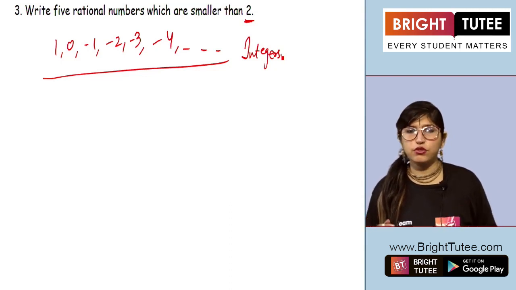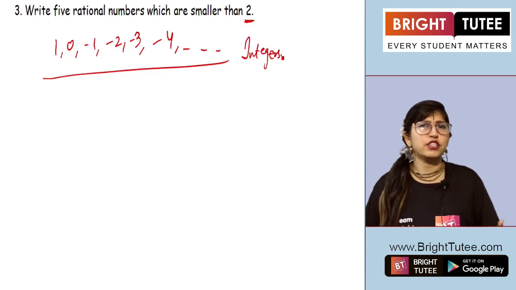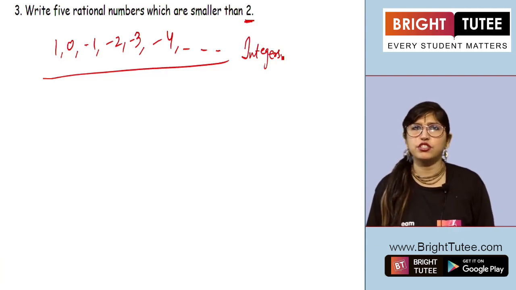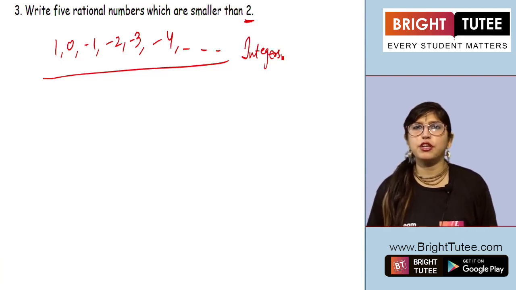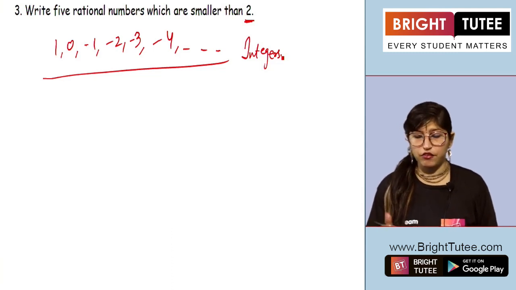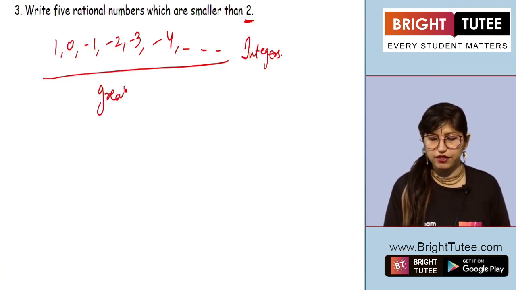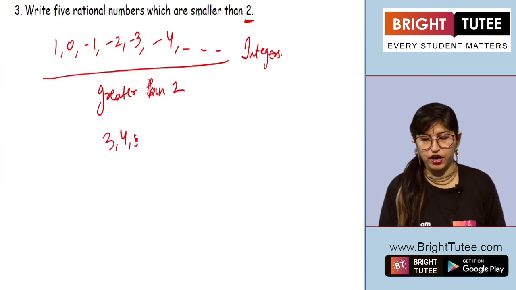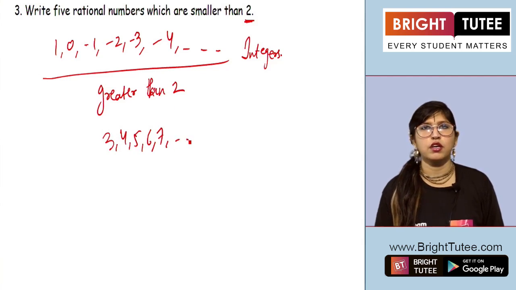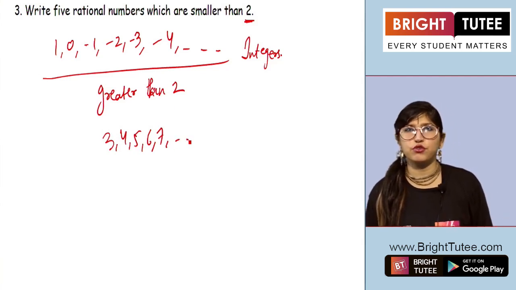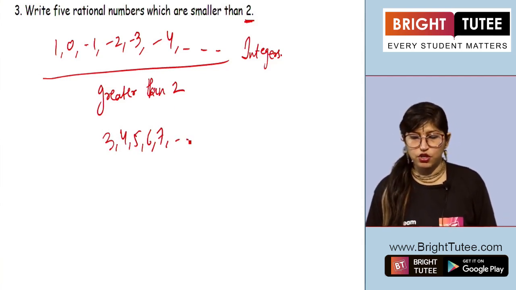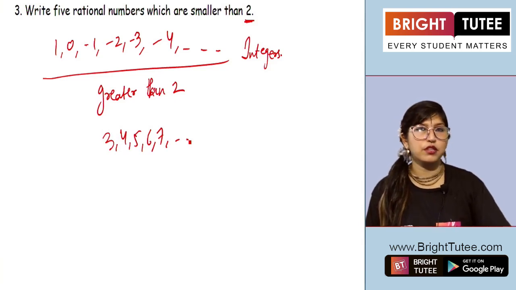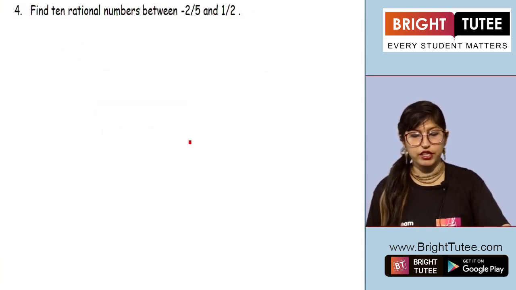So less than 2, they've asked numbers smaller than 2. So to make it the easiest one, we can straight away write it down in integers. Obviously, less than 2, there will be integers only. If they would have asked, write 5 rational numbers which are greater than 2, then I would have written 3, 4, 5, 6, 7 and so on. Then there will be already positive integers which we would have moved on to. So this is how we can go ahead with the question. Now let's move on to the next question.